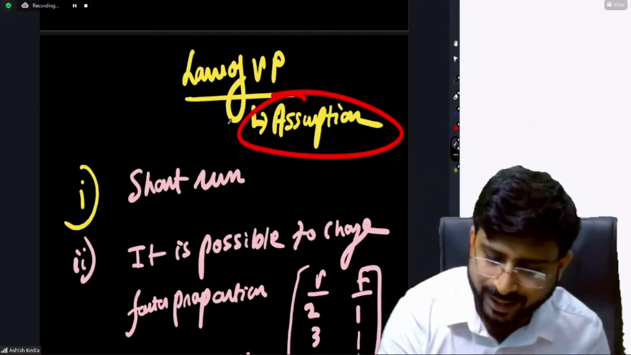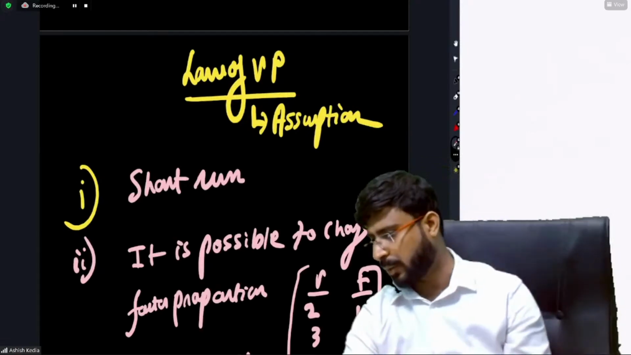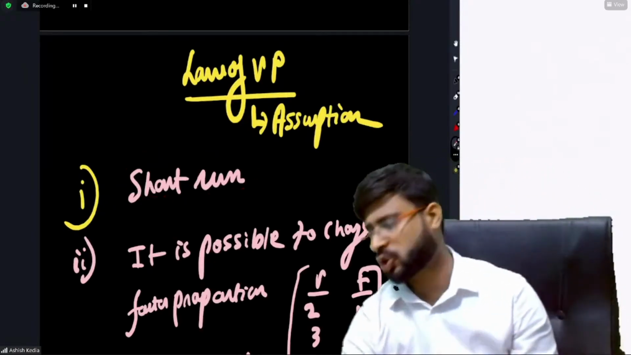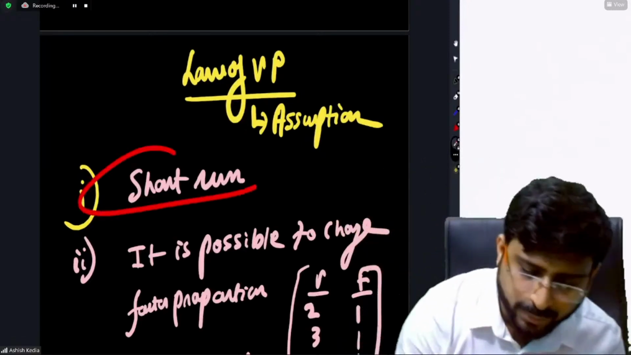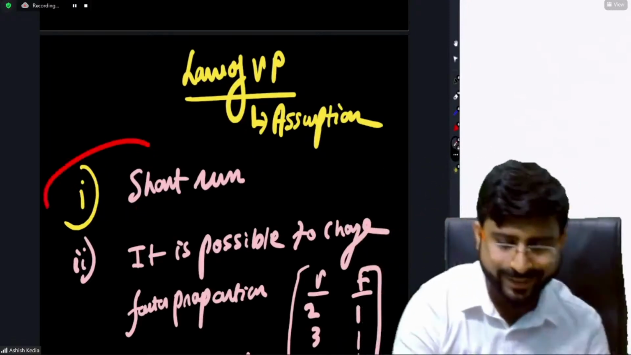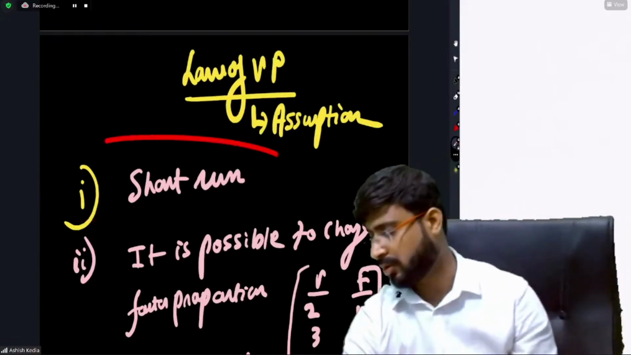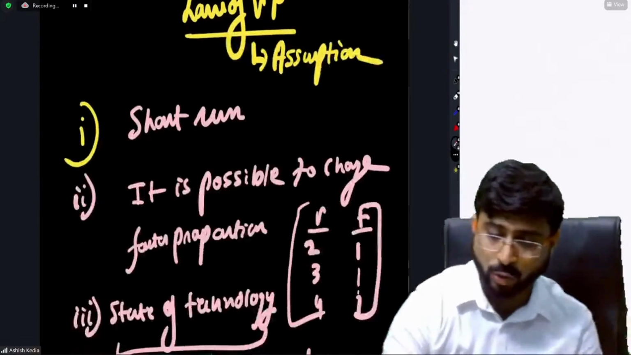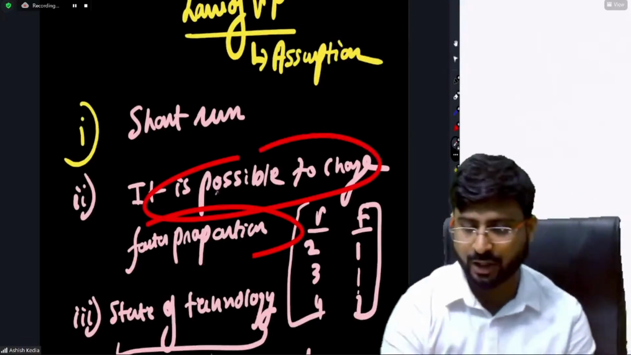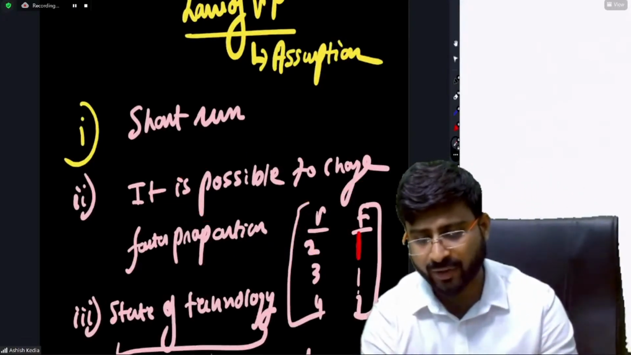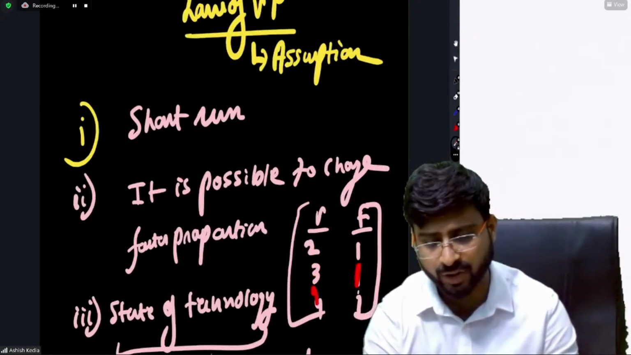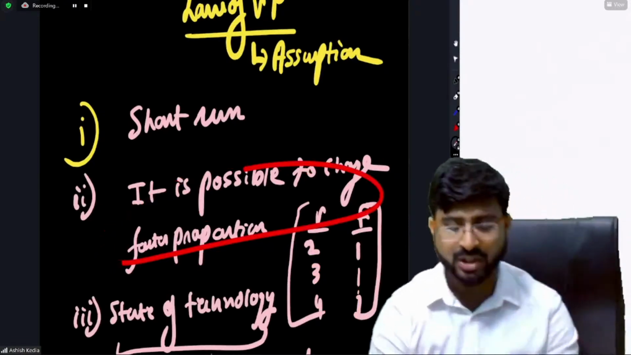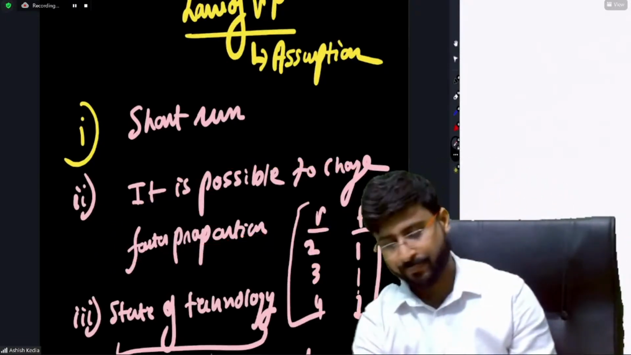Okay. So following are the assumptions under the law of variable proportion. Number one, it is applicable in the short run. What is applicable in the short run? Law of variable proportion. Number two, yes, it is possible to change factor proportion. You see, two variable factor, one fixed factor, three variable factor, one fixed factor, four variable factor, one fixed factor. So yes, it is possible to change factor proportions.